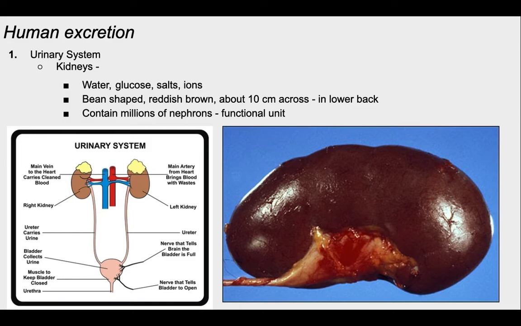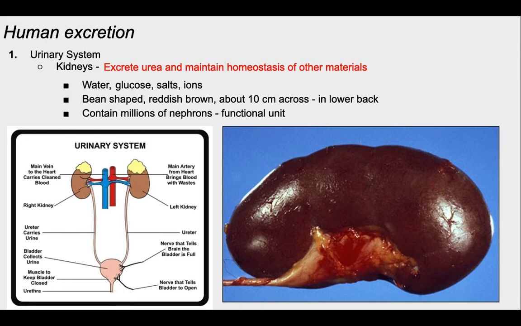But the kidneys are a really important organ of human excretion. They're part of what we call the urinary system, the system within a human that produces urine. The kidneys work to take blood and excrete waste products and retain useful materials. So the kidneys help get rid of the urea and also maintain homeostasis in terms of other things such as water, glucose, salts, ions, etc.